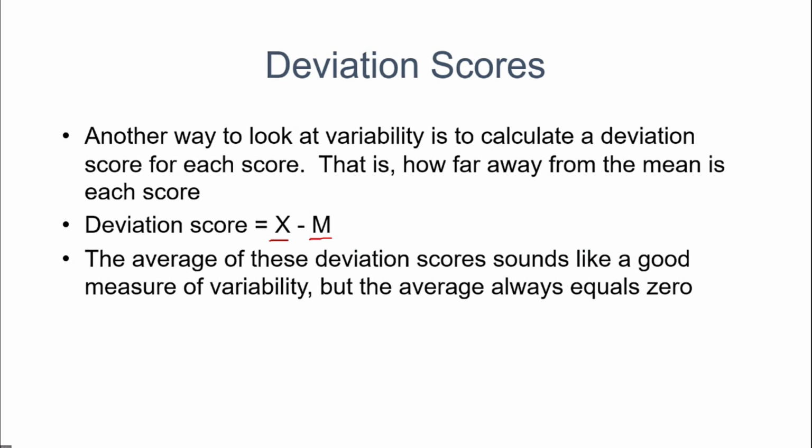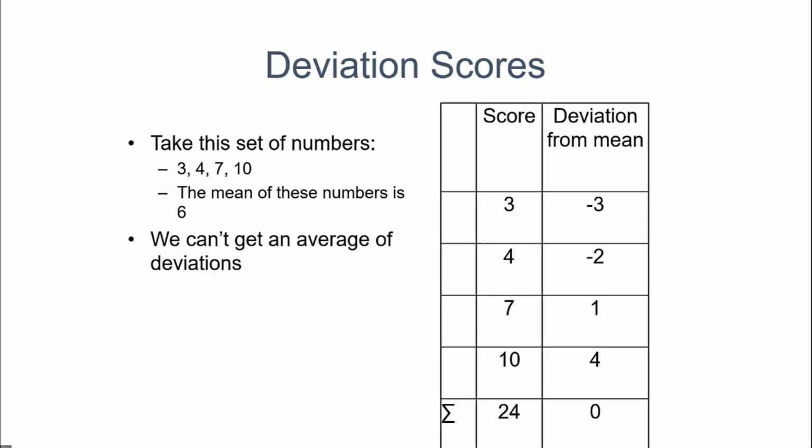The problem is whenever we calculate that, we always get 0. Let me show you why, briefly. This is not all that important, but let's say we have this set of numbers: 3, 4, 7, and 10. We take the average of that, and it's 6. If we subtract the average from each score, the 3 is 3 less than the average, the 4 is 2 less than the average, 7 is 1 more than the average, and 10 is 4 more than the average. We add up these deviation scores, and we end up with 0.